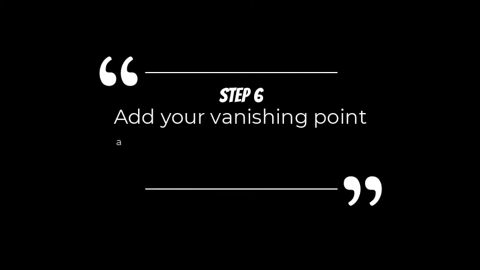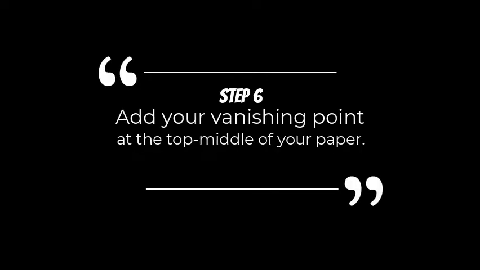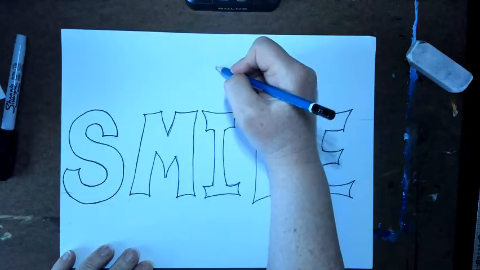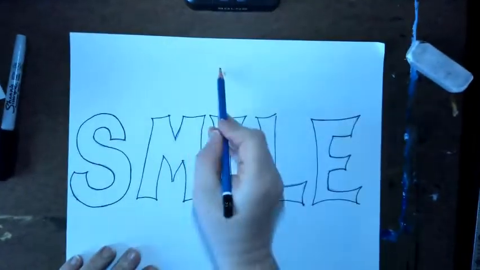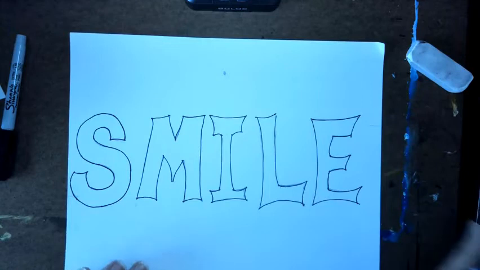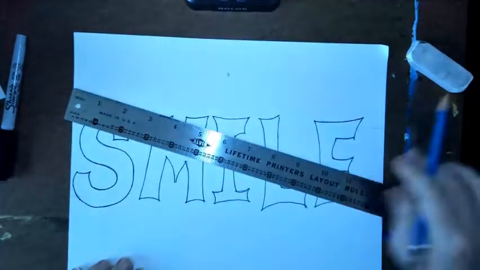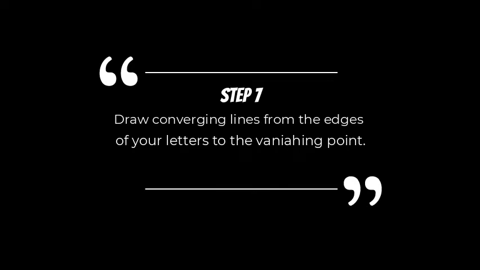Step 6, add your vanishing point at the top center of your piece of paper. Step 7, draw your converging lines from the edges of your letter to your vanishing points. Make sure you don't miss the round edges.